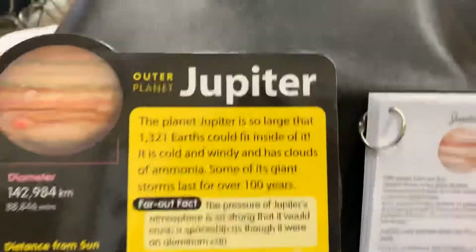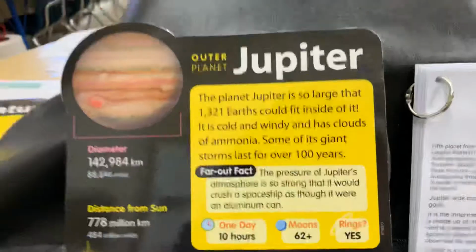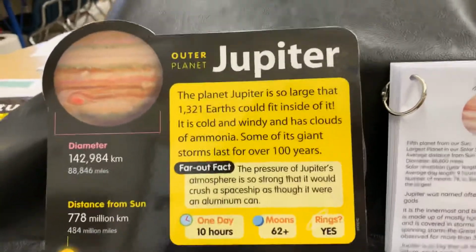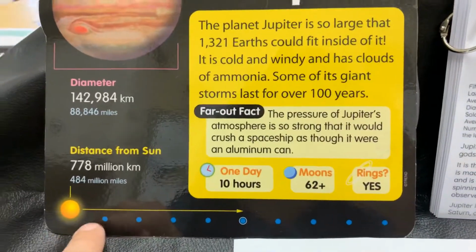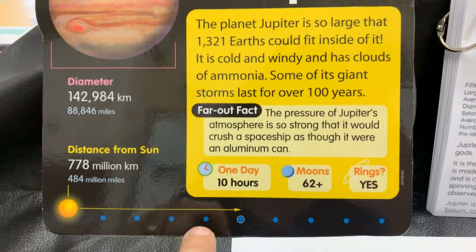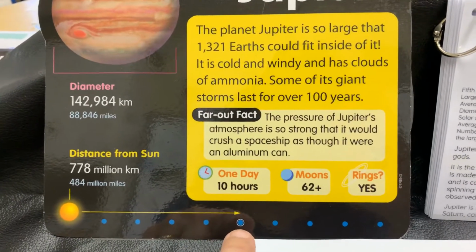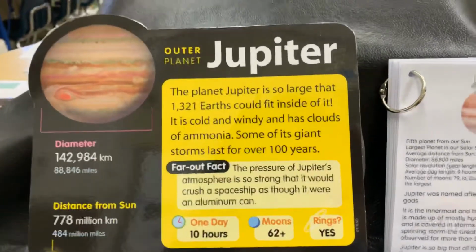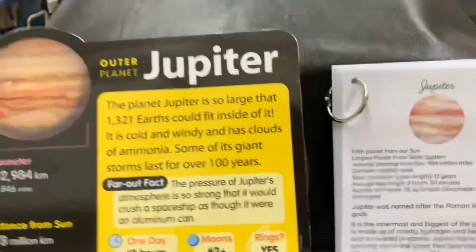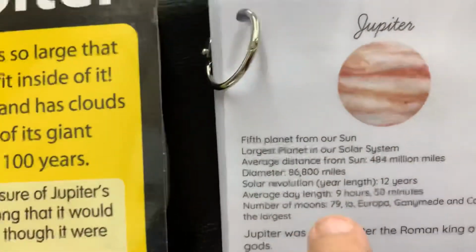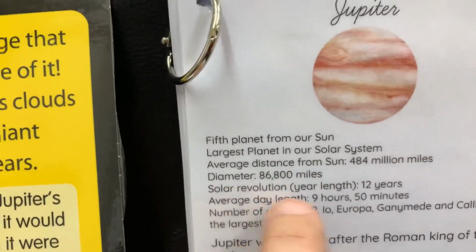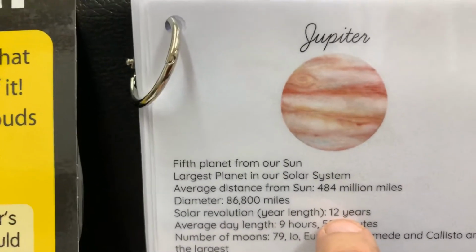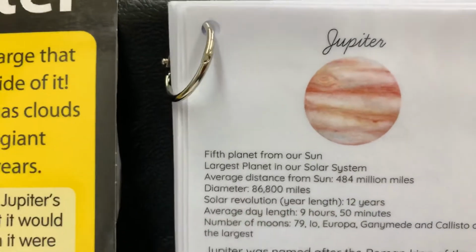Okay, let's go to Jupiter. Ready? So if you were going to do Jupiter, you would write Jupiter's name there. Second, what position is Jupiter from the sun? 1, 2, 3, 4, 5. So it's the fifth planet from the sun. Third question, how long does it take Jupiter to orbit the sun? Let's look over here, because this is where it tells us the solar revolution or year length. How many Earth years? It takes 12 years for Jupiter to orbit the sun.